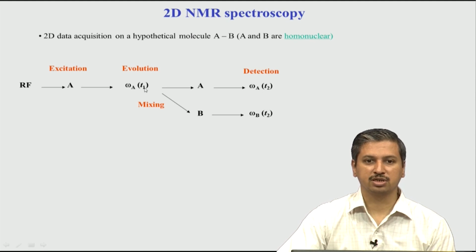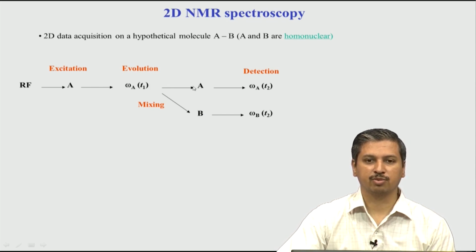Now, when this is evolving, it may not transfer complete magnetization to B, it may keep some magnetization with itself, and this is typically what happens in homonuclear cases. So, we are looking at proton now. In homonuclear 2D NMR, the magnetization which is supposed to transfer to B does not completely transfer, it keeps something with itself.